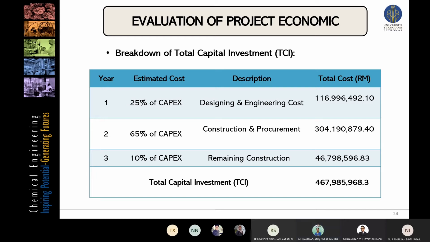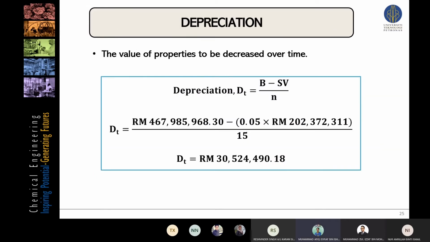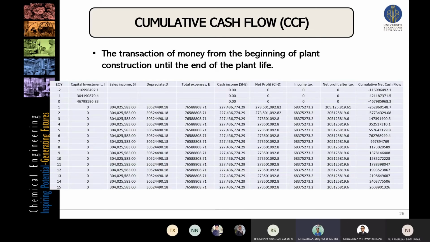All right, for the depreciation, for everything that has been constructed, the value of the properties will decrease over time. So this is the formula of the depreciation, and after we have computed the necessary parameters in the equation, we have obtained the depreciation value of 30 million. This is the amount that will depreciate the plant every year.